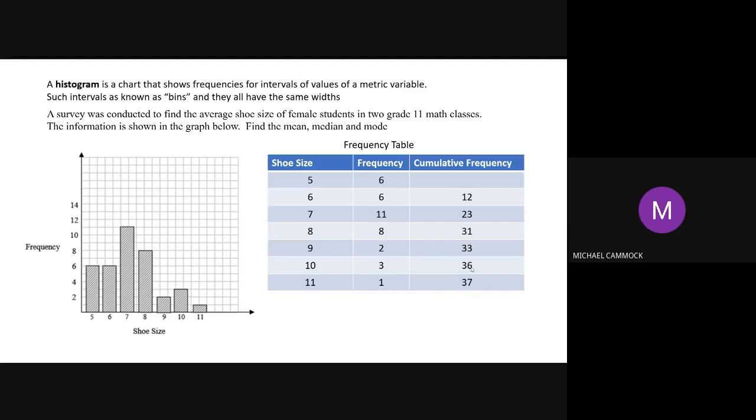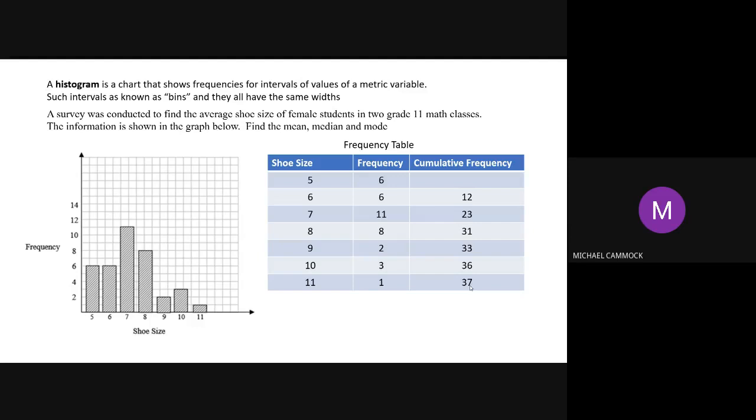This last number here that you're seeing, cumulative frequency, is actually the total number of people that you had in the first place. If you were to add the 6, the 6, the 11, the 8, the 2, the 3, and the 1, you'd also get 37. But all this cumulative frequency is doing is taking each of these numbers and adding the one before it. So 6 plus 6 gives you 12. 11 plus these 2 gives you the 23, and so on, until you've added up all the numbers to give you the last number, which is 37.